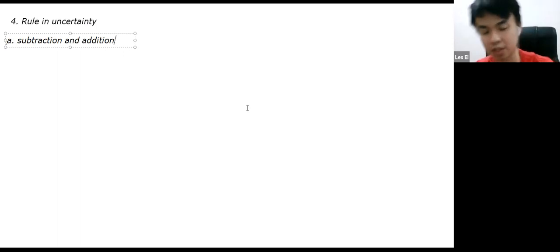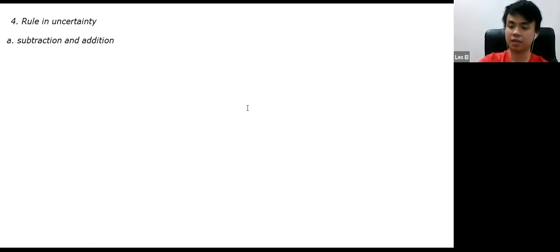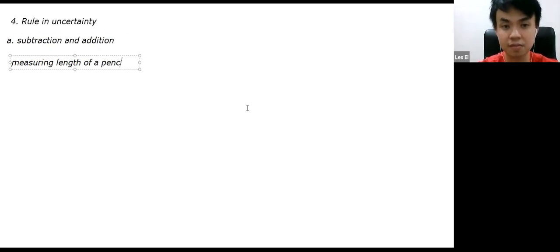So the first one is we're gonna discuss the subtraction and the addition rule. For example, this one is probably simple. Let's say the experiment is about measuring the length of a pencil.